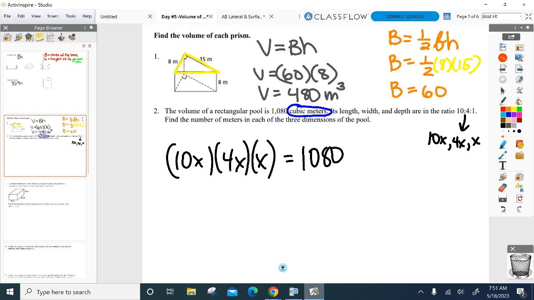Uh-oh, here we go. Come on. X, X, X. There you go. Okay, got to add the exponents on the x. So 40x to the third equals 1080.